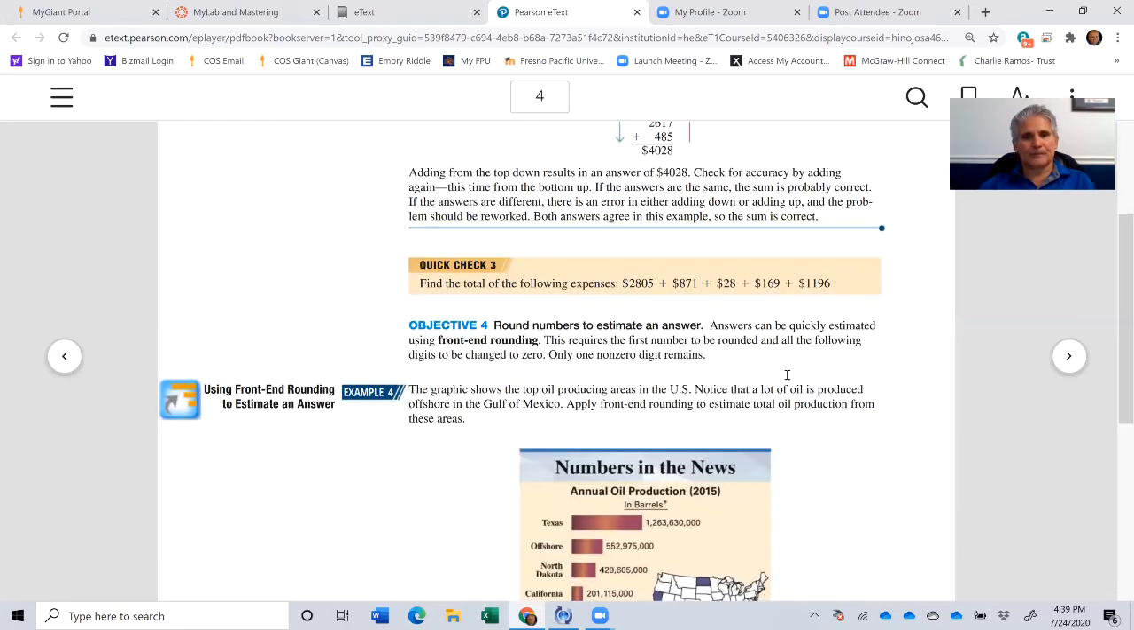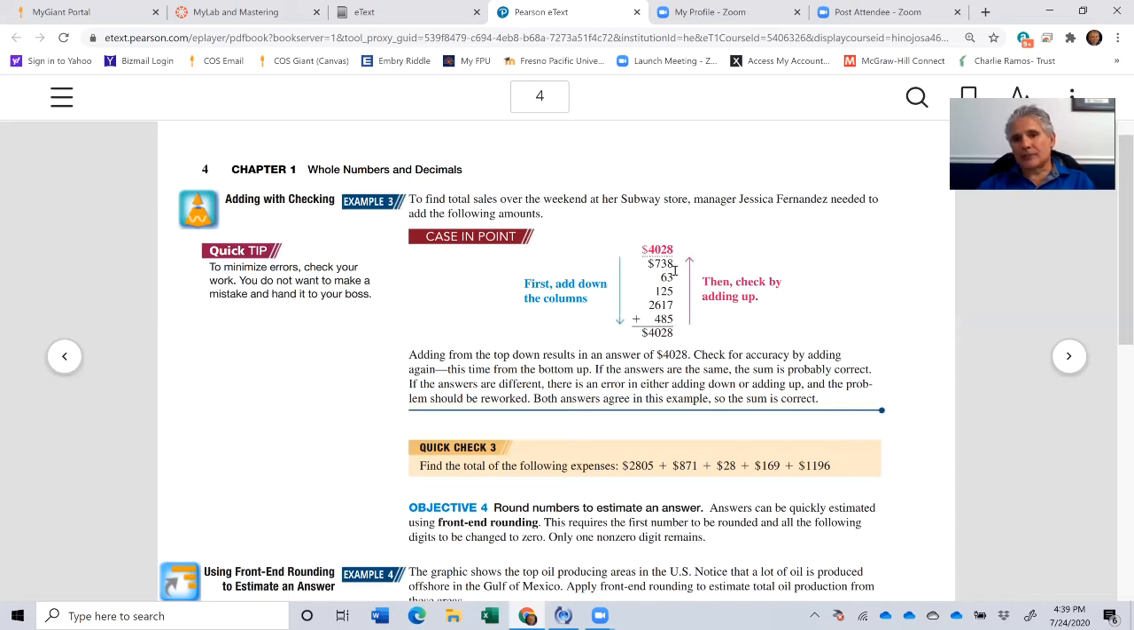All right. Now the important thing for addition is just to make sure that you've got everything lined up, that all your ones are lined up, all your tens, all your hundreds, and all your thousands.